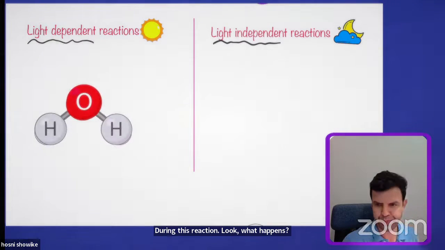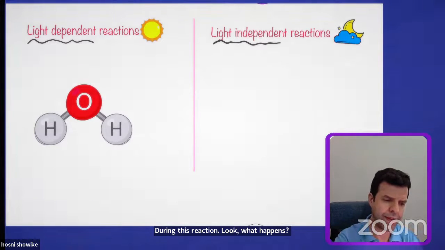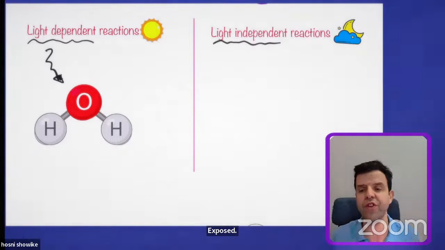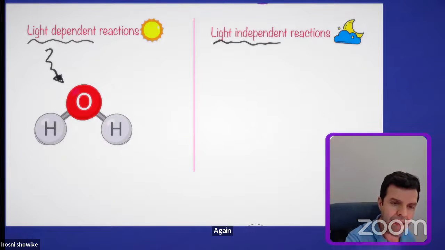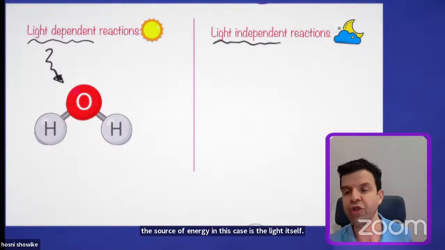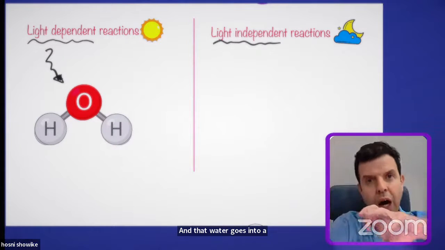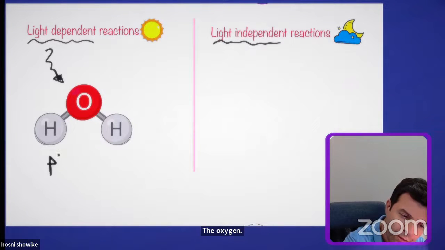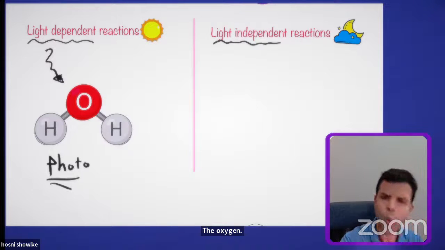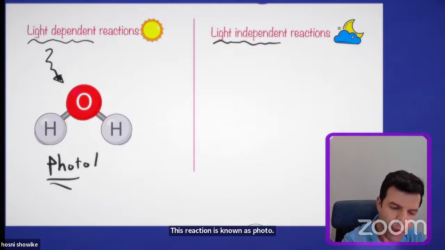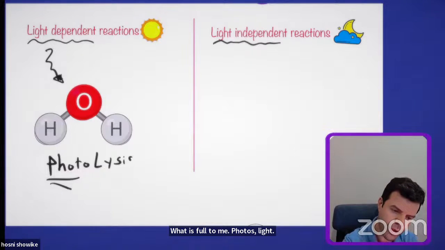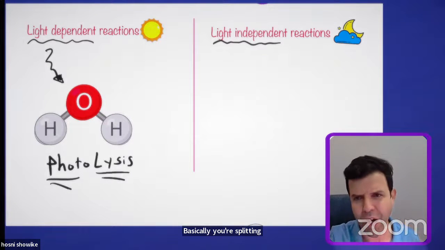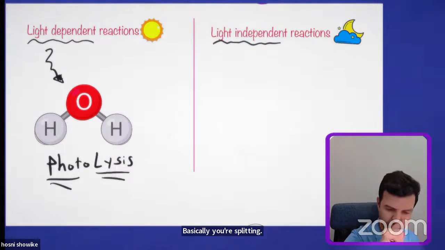Water molecule gets exposed to energy. Again, the source of energy in this case is the light itself. And that water goes into a reaction where we're going to split the hydrogen from the oxygen. This reaction is known as photo. What does photo mean? Photo is light. Photolysis, in one word. Basically, you're splitting, lysing water into 2 particles.